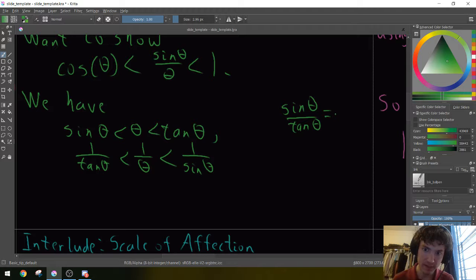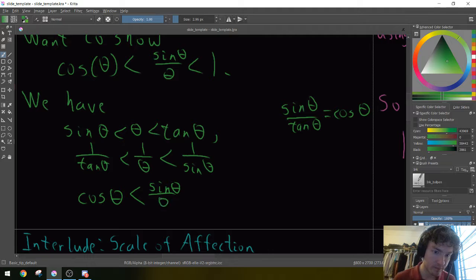Or was that too fast? Cos theta, cosine theta. Yeah, cos theta, good. Okay, so when I multiply the leftmost thing by sine theta, I get cosine theta. When I multiply the middle guy, 1 over theta, by sine theta, I get sine theta over theta. When I multiply the right guy, 1 over sine theta times sine theta is 1. So in going from this step to this step, I just multiplied everybody by sine theta.